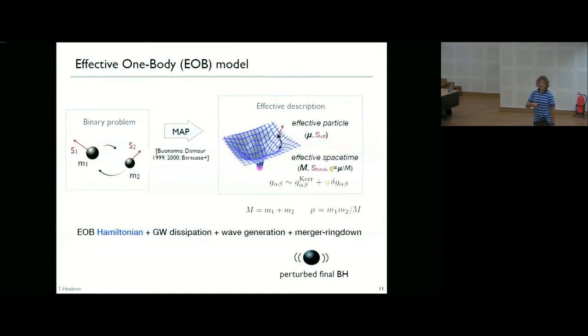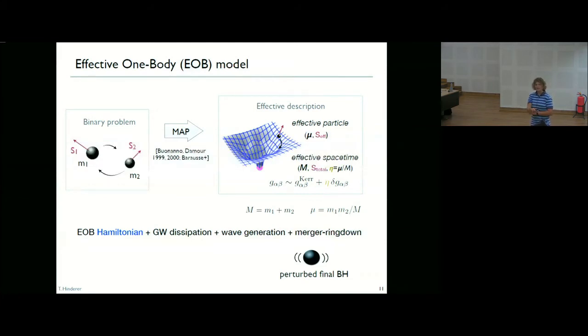As we said, the binary problem becomes simpler when you go to the center of mass frame, but here we don't want to go only to the center of mass frame, we want to go to a description where we have an effective particle moving in an effective space-time, because we know in the test particle limit that includes all the relativistic effects. So we start from this test particle relativistic description and say, okay, we want to now map a comparable mass binary onto this kind of problem.